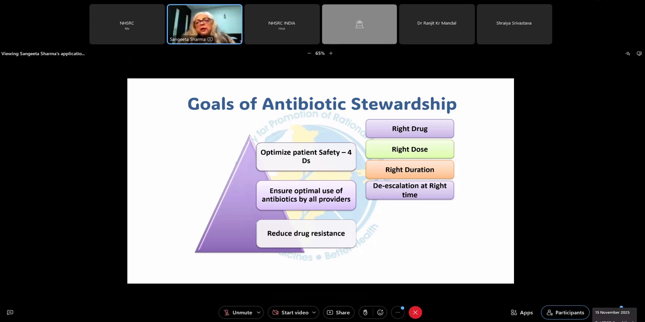So the ultimate goal, if you don't remember the definitions, just forget about it. Just remember that the goal of this stewardship program is to reduce AMR. And how will we do it? By optimal use of antibiotics by all providers. I'm not only saying clinicians; nurses, pharmacists, each one of us has a role.